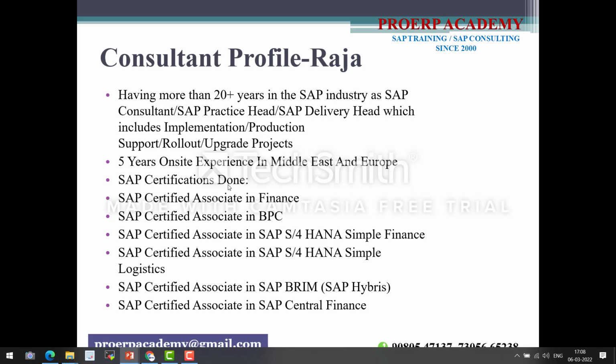Regarding my certifications, I have done many certifications for my projects. I have done my certification in finance. I have done my certification in business process planning and consolidation. I have done my certifications in S4HANA Simple Finance. I have done my certification in S4HANA Central Finance. And also recently I have completed my certification in SAP Business and Revenue Innovation Management, that is in BRIM module, which was previously SAP Hybris module. That's all about myself.